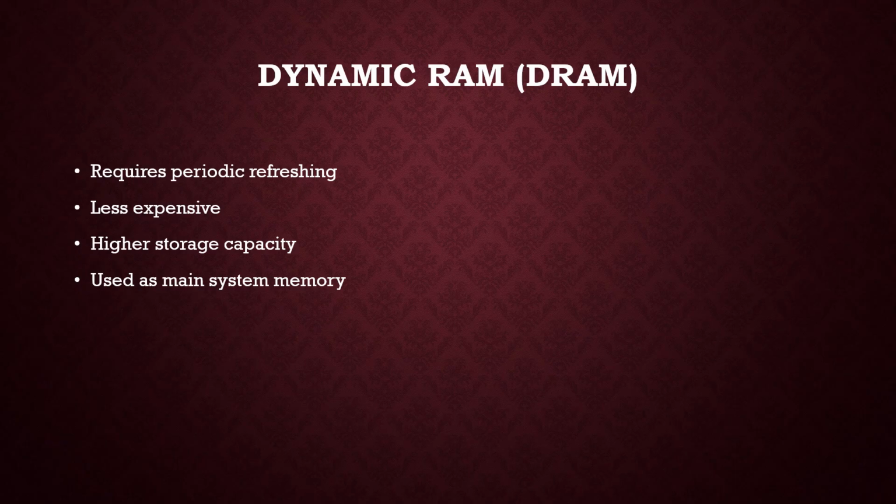Dynamic RAM uses periodic refresh. It has a higher storage capacity compared to the static RAM. Dynamic RAM has higher storage capacity. This is the main system memory. So static is not the main memory, but dynamic RAM is considered as the main system memory. Okay.